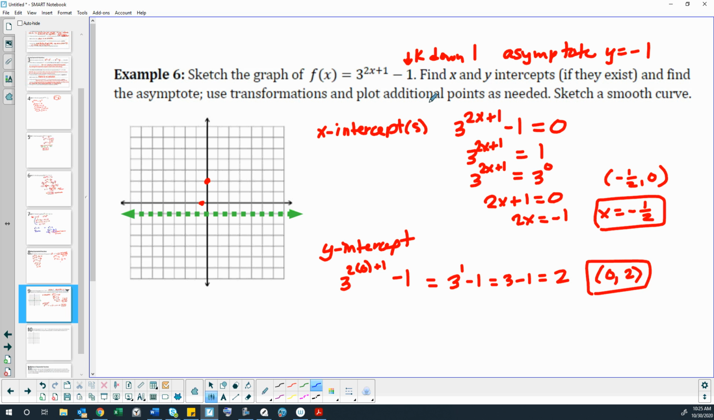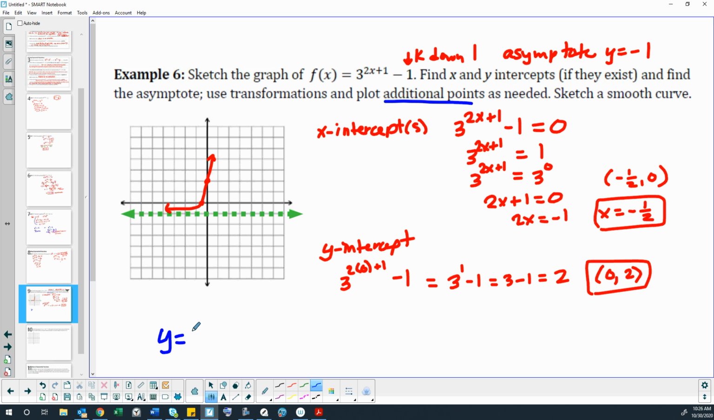I don't know if we need any additional points because those two intercepts kind of give us everything we probably need. So I'm just going to sketch through those, and that's a pretty good graph in my opinion. If you wanted to do this whole thing with transformations, this one's a little bit trickier. Let's look at that really fast.